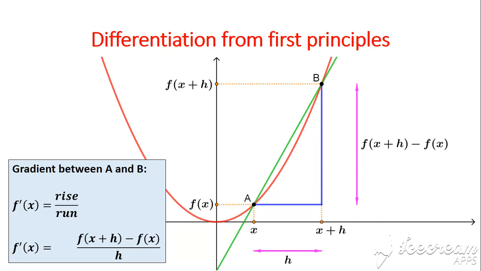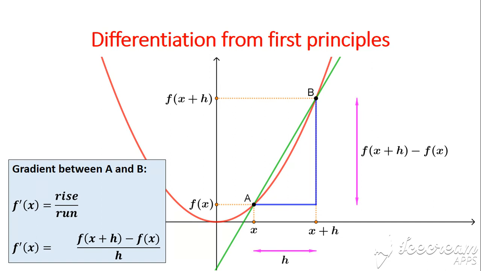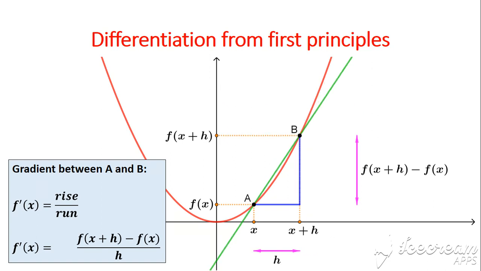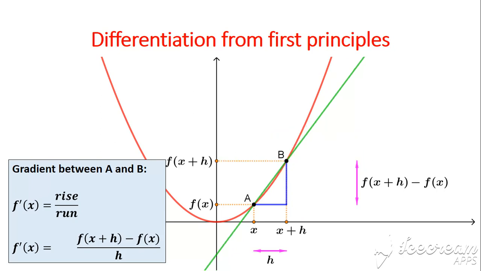But I don't want the gradient between points A and B. I want to know what is the gradient at exactly point A. What is the gradient of the function at point A? So what I could do is grab point B and slowly move point B closer and closer and closer to point A. That's what we want. We want to know what is the gradient at point A.